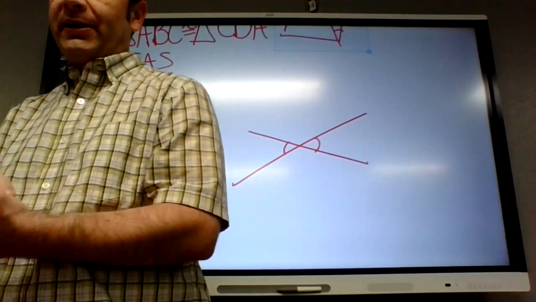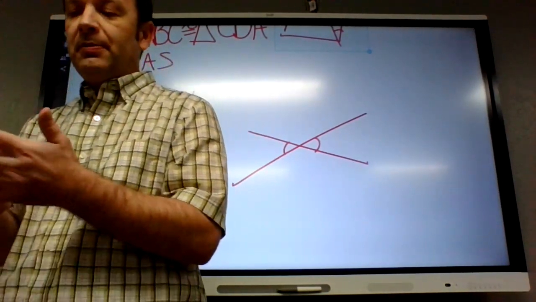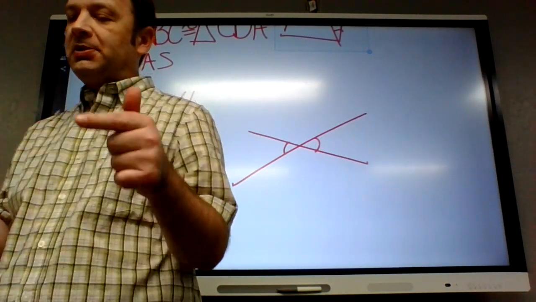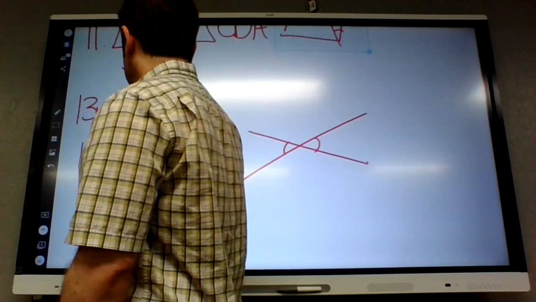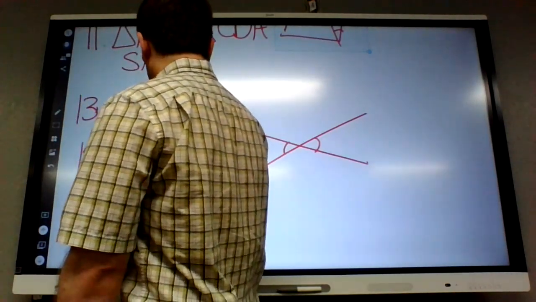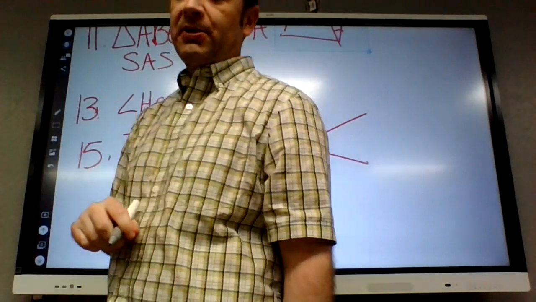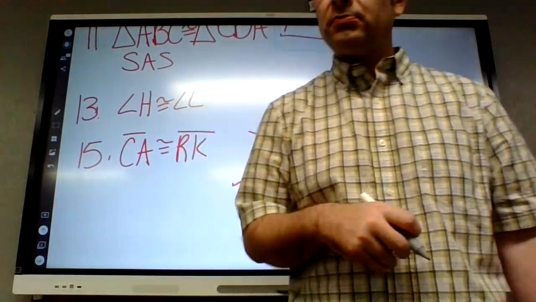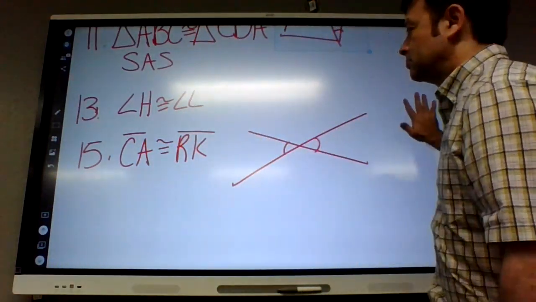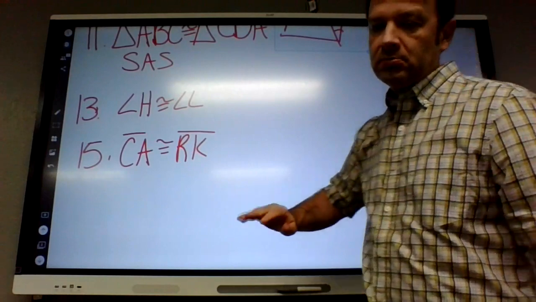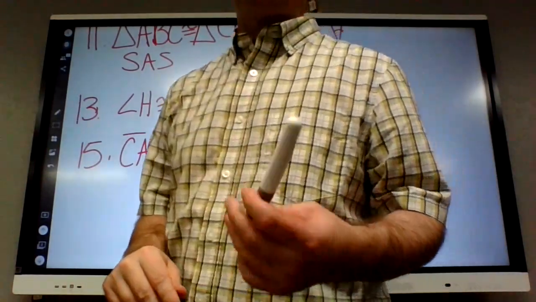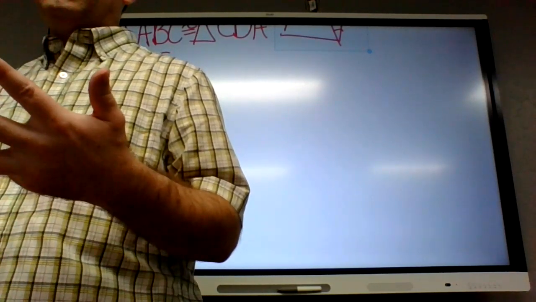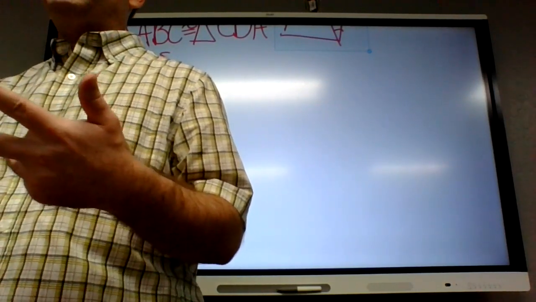What's another fact that we could use? Line segment CA congruent to RK. CA and RK would make side angle side, yes. Or there's another option, the angles: angle CEA and angle REK. Is C congruent to R? That would not be enough information, because that would be angle side angle, and the side has to be between the two angles.